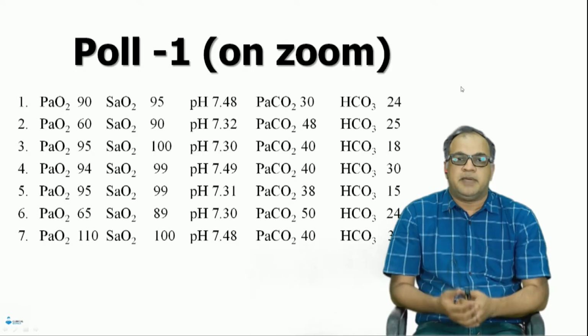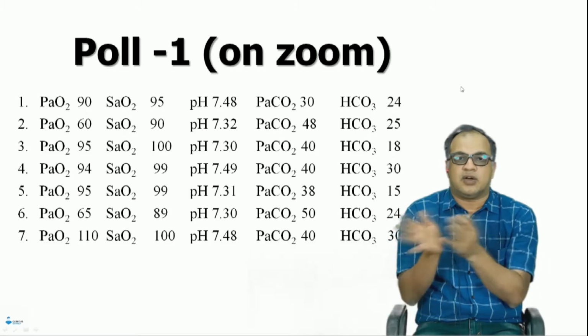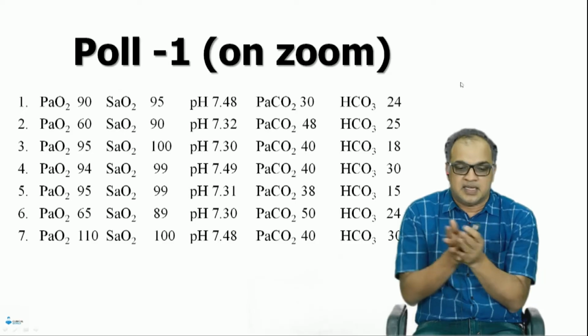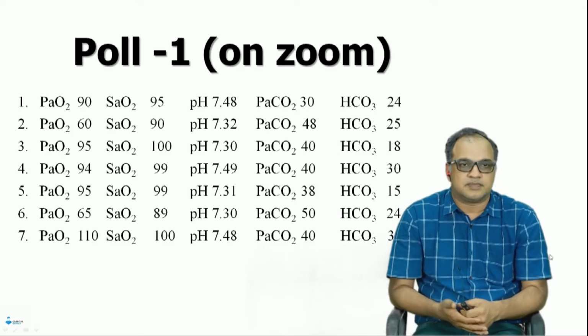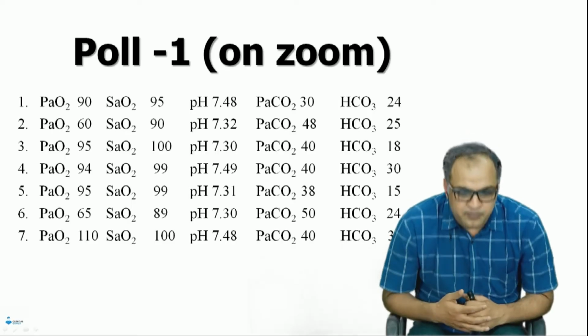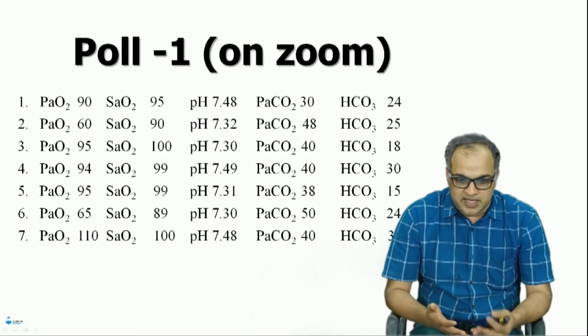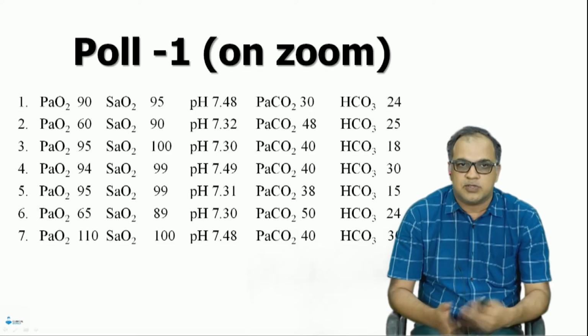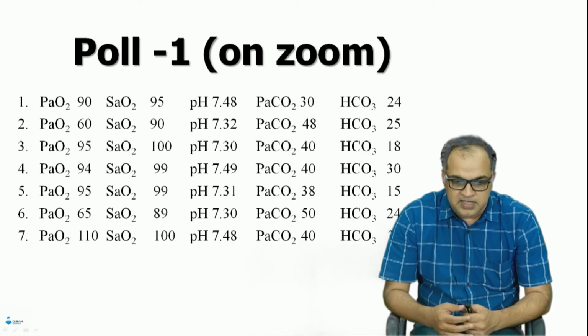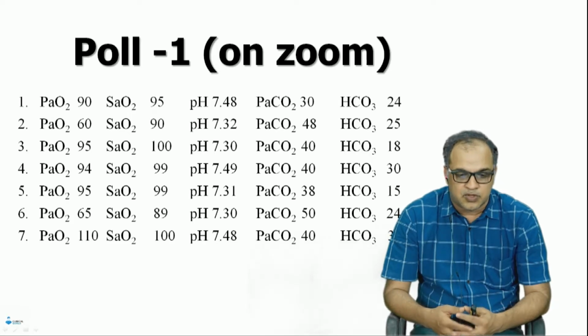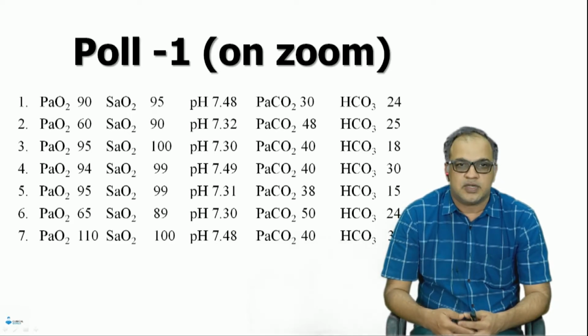The first question: pH is 7.48. Is it on the higher side? Is it on the lower side? Is it acidemic? Is it alkalemic? Please answer. Somebody has said, please sort this poll so that we can move further. Only one person has voted out of 32 who joined. Please vote.